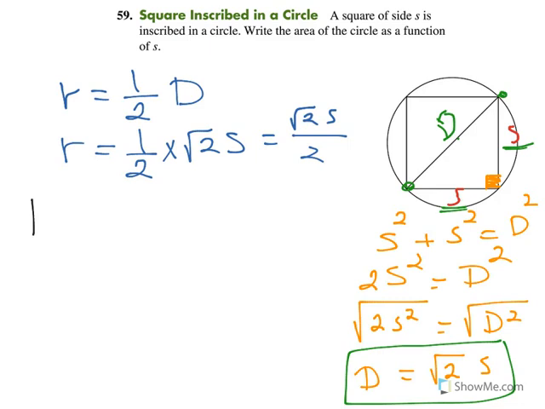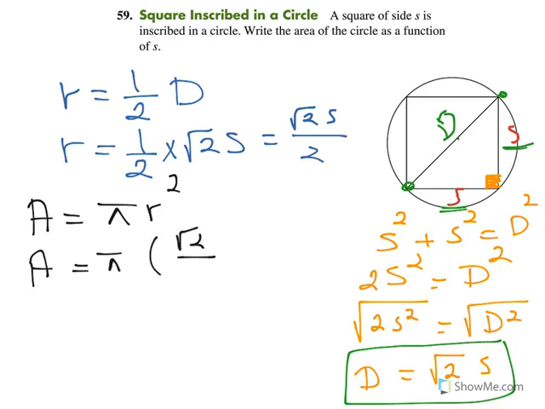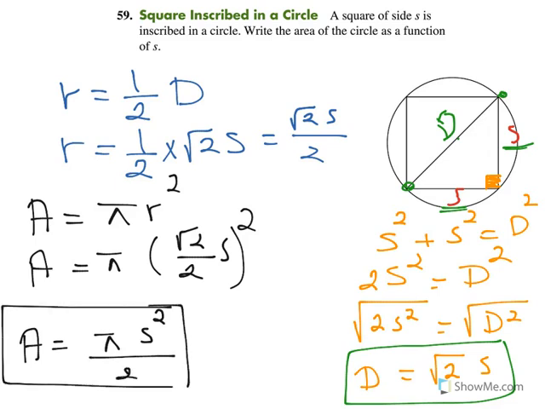And knowing that the area of a circle is pi times the square of the radius, the area becomes pi times root 2 over 2 times s, all squared. Then after a little simplification, it will be pi s squared over 2. And that's how we find the area of a circle as a function of s.